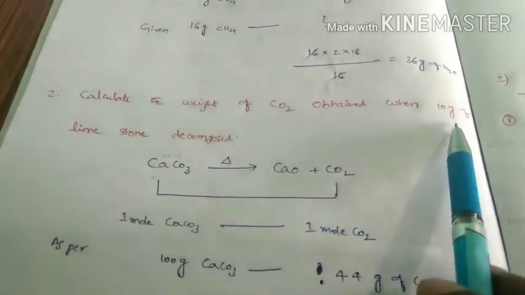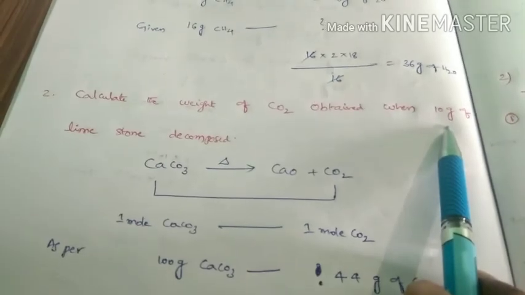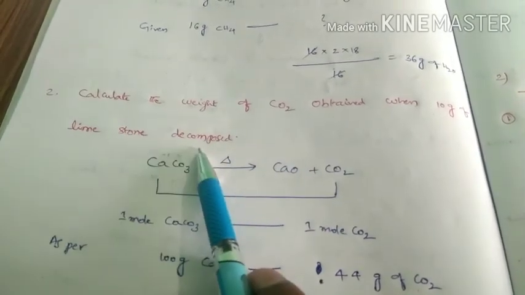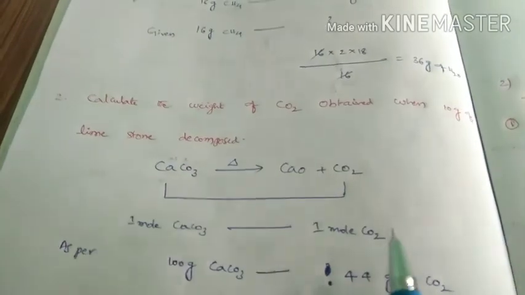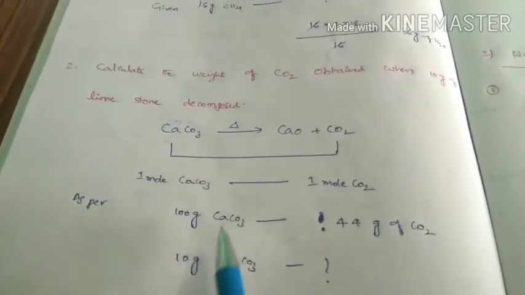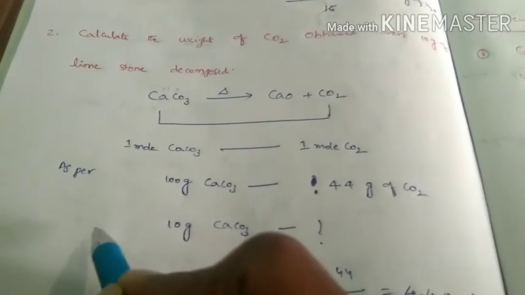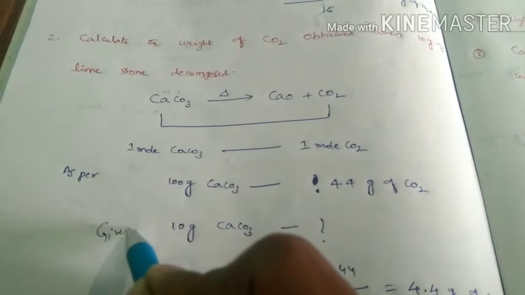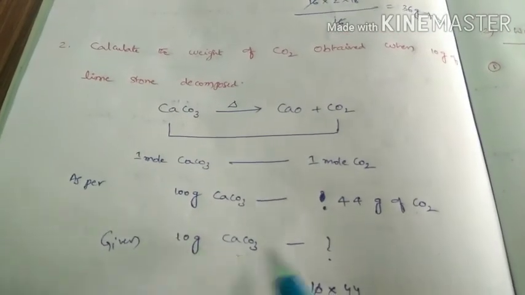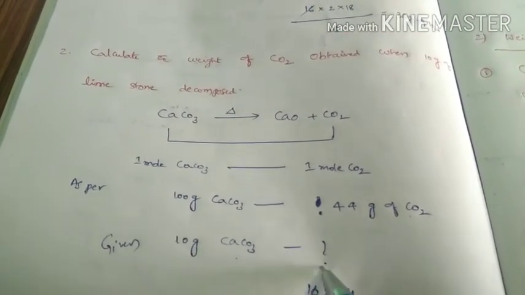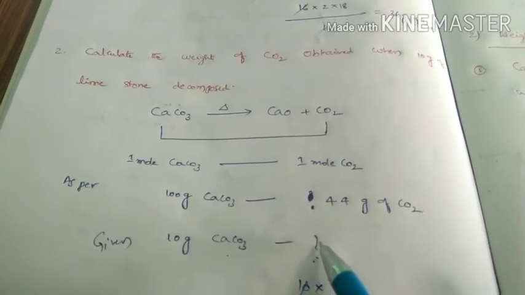What is the given condition? 10 grams of limestone undergoes decomposition. How much amount of CO2 will form? That's all. So now apply the given condition. When 10 grams CaCO3 undergoes decomposition, how much CO2 will form? So here the question mark comes on the right side.